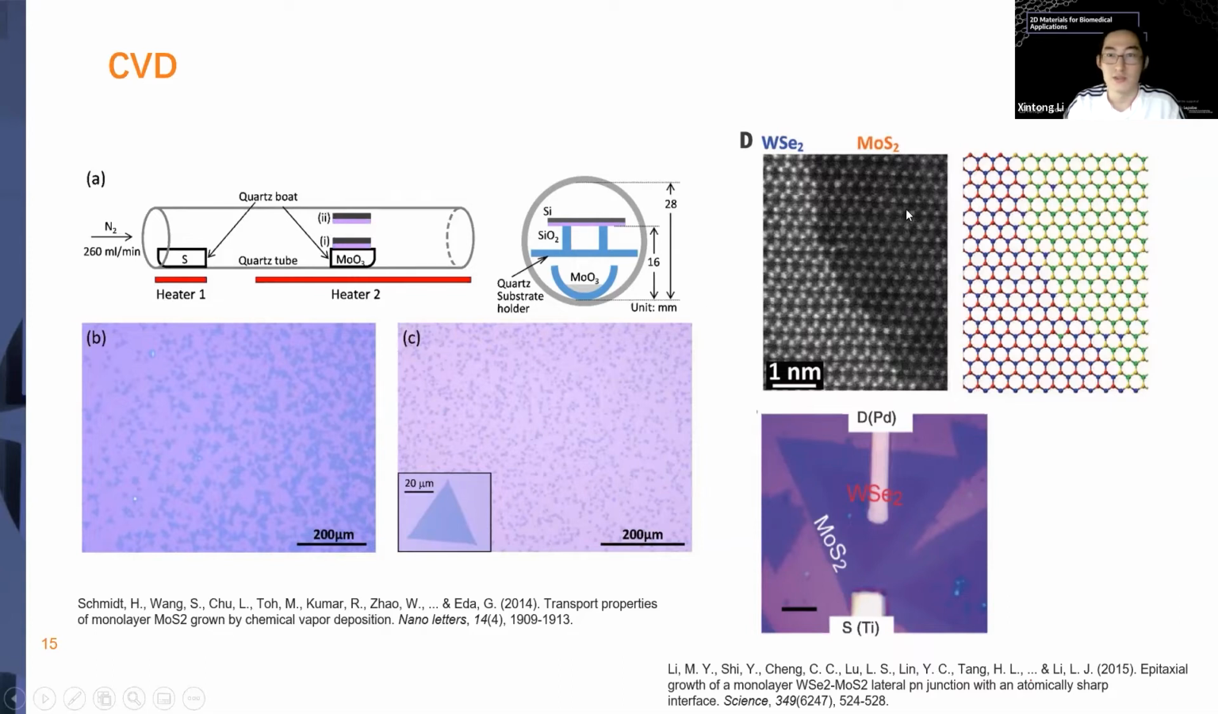And this method is also shown to be able to create atomically sharp heterostructures that look like this. For example, they create a P-type WSe2 and N-type MoS2 heterostructure, and they demonstrate a PN junction that's made out of it. And this method can prevent any transfer methods that's widely used in other methods.